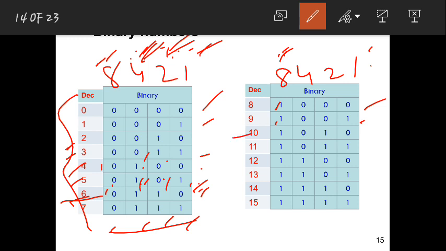Next, 10. If you want to write 10, see you have 8, 9, 10, if you add 8 and 2 you will get 10. So that means 1 0 1 0. Okay. If you want to write 11, see 8, 9, 10, 11, you need to add 8 plus 2 plus 1. So see here 8 plus 2 plus 1, at these positions you are writing bit 1, and at this fourth position you are writing bit 0.